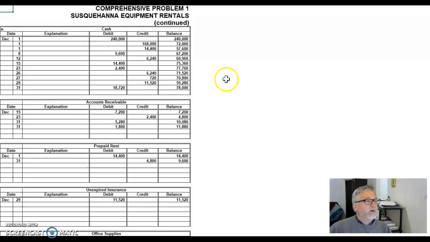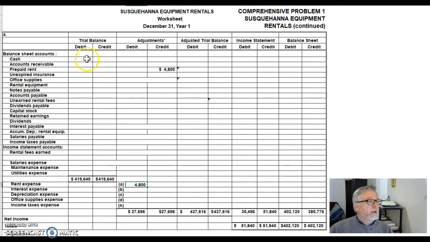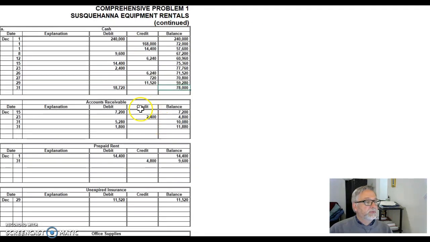And let's see. So here in this one, this is the first bit of ledgers. Now, all you really have to do, in the case of cash here, and there are no adjusting entries for cash, notice that 78,000 is actually right there. That 78,000 is your balance there. And that 78,000 can come straight over and go there.